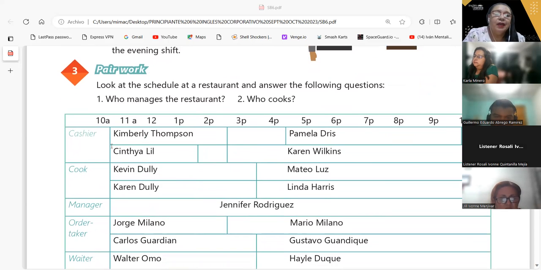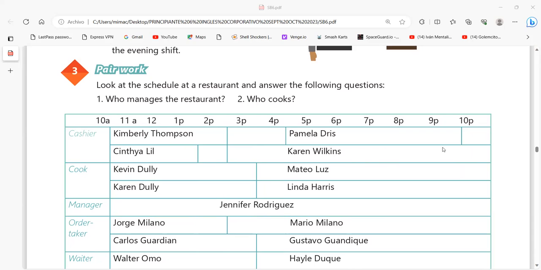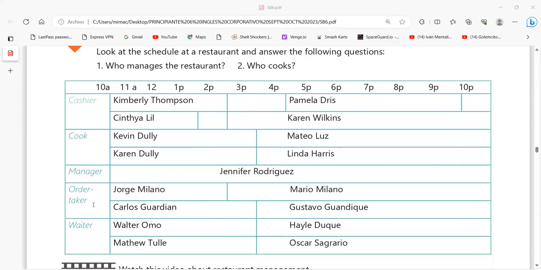Here we have the schedule, 10 a.m. So it means that is the time when the employees have to be at their workplace, at the restaurant. Then we have 11 a.m., noon or 12 sharp, 1 p.m., 2 p.m., 3 p.m., 4 p.m., 5 p.m., 6 p.m., 7 p.m., 8 p.m., 9 p.m., and 10 p.m. In other words, they close the doors for the customers at 10 p.m. But we have here the different job positions: cashier, cook, manager, order taker, and the waiter.